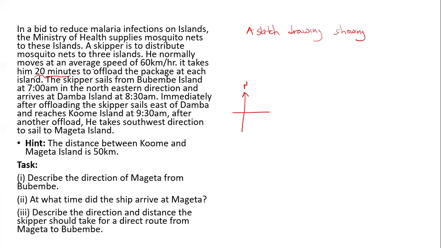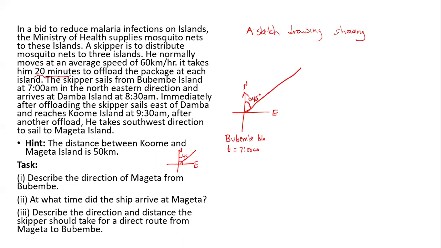So I will say, they have told us that this skipper sails from Bubembe. So I'll come here and say, this is the Bubembe Island at 7 a.m. So here the time he's starting his journey is 7 a.m. in the northeastern direction. So it means this is north and this is east. So northeast divides it into 2 equal parts. Since from north to east is 90, here we shall have 45 degrees. So I put here that my bearing is 045 degrees.